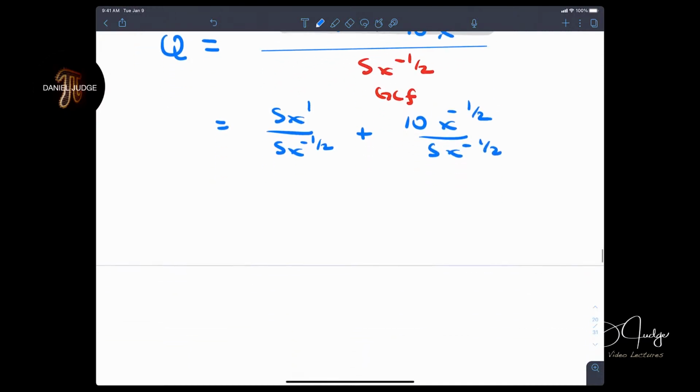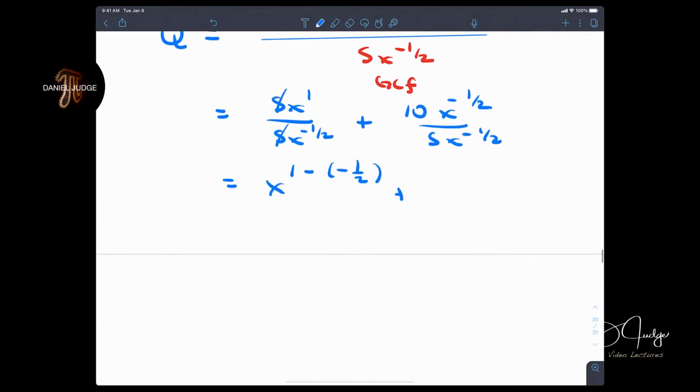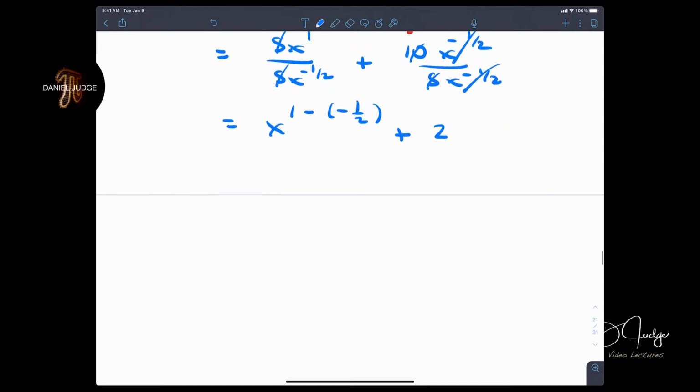But as you guys can see, we have to be careful here. 5 over 5, well, that's gone. And then this is x to the 1 minus a negative 1/2. There we go. Okay. Plus, 5 goes into 10 twice, and we cancel the x to the minus 1/2. So this gives you now x to the 1 plus 1/2. I'll write the extra step. And that'll be 3/2. Okay. This is that quotient we need.